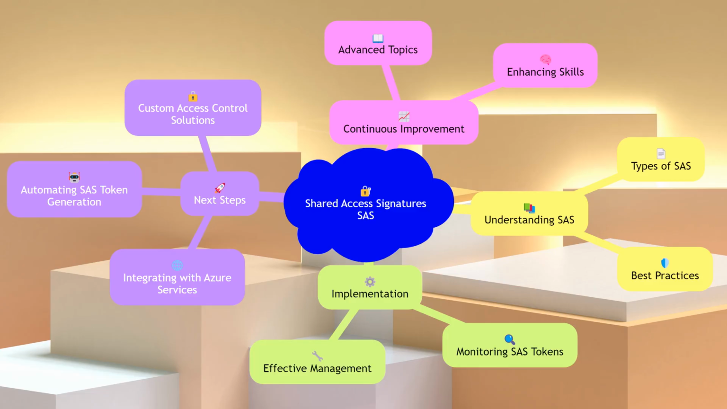In conclusion, shared access signatures are a powerful and flexible way to manage access to Azure storage resources. By understanding the different types of SAS, following best practices, and effectively implementing and monitoring SAS tokens, you can ensure that your storage resources are secure and efficiently managed. As a next step, consider exploring more advanced topics, such as integrating SAS with other Azure services, automating SAS token generation, and implementing custom access control solutions. By continuously improving your knowledge and skills, you can stay ahead in the ever-evolving field of Azure security.